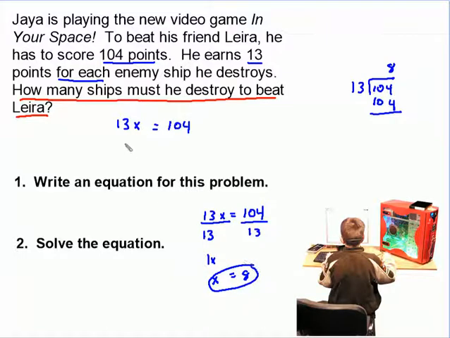We'll check our answer. 13 times 8 is equal to 104. Is that true? 13 times 8. 3 times 8 is 24. 8 times 1 is 8. Add the 2 and it's 104. Yes, it is. So we know that our answer is 8.